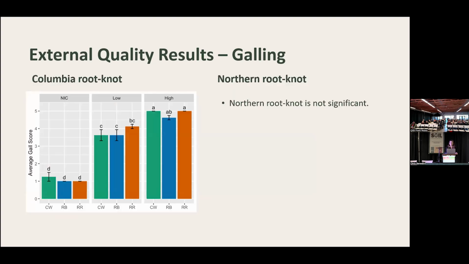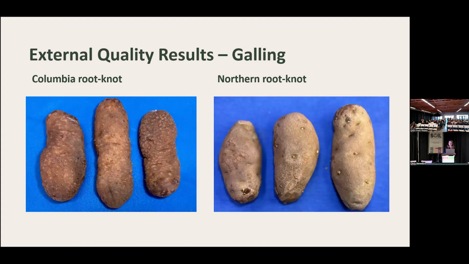Looking at the results, in the graph, I have the potato varieties grouped by their inoculation density, and on the y-axis is that gall score. Again, a 1 means that we saw no galling, and a 5 means that all the tubers are galled. You'll notice that the northern root knot nematode graph is missing because northern root knot nematode doesn't cause galling. So I only have the results for the Columbia, but we can see that as the initial inoculum density increased, galling got worse.